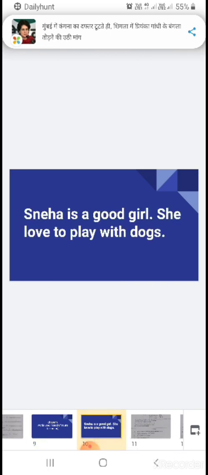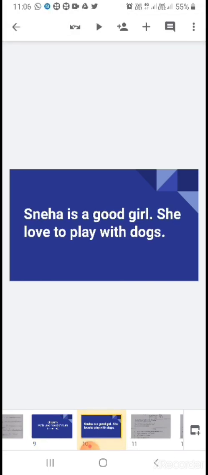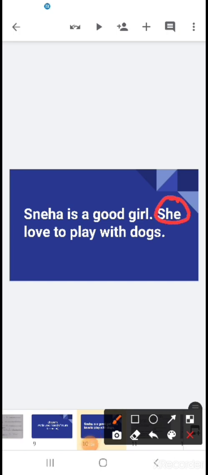Sneha is a good girl. If I am using any line again for Sneha, I use she instead of her name. So we use some other words instead of nouns, to play with the dogs. Here what does she show? She shows pronouns. Okay. So see in your books page number 43, words used instead of nouns.